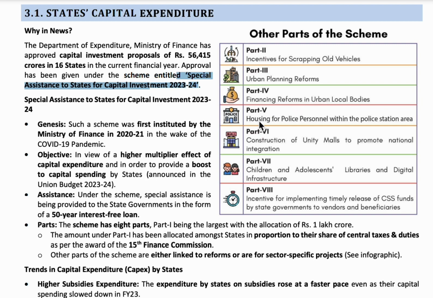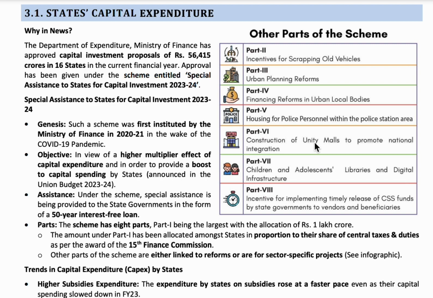The fifth part is housing for police personnel within the police station area. The sixth part is construction of unity malls to promote national integrity. Here the unity malls consist of the arts and artifacts of different states. So it just signifies the unity of India.